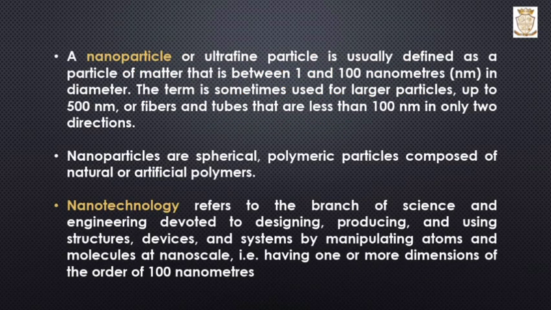A nanoparticle or ultrafine particle is usually defined as a particle of matter that is between 1 and 100 nanometers in diameter. The term is sometimes used for larger particles up to 500 nanometers, or fibers and tubes that are less than 100 nanometers in only two directions. Nanoparticles are spherical, polymeric particles composed of natural or artificial polymers.